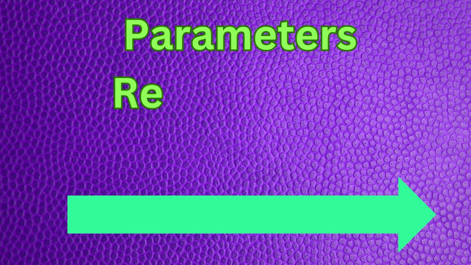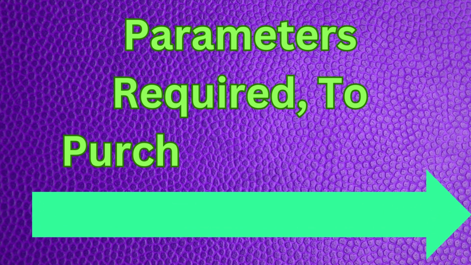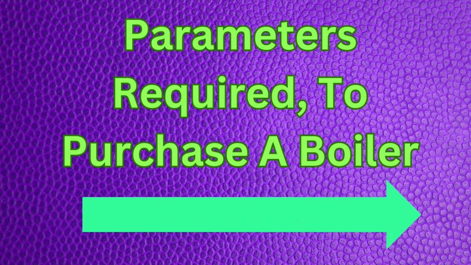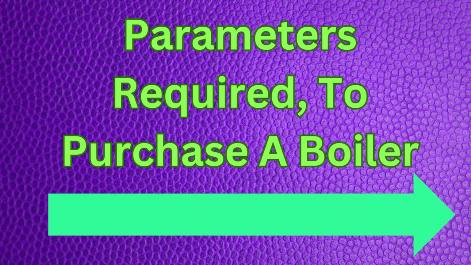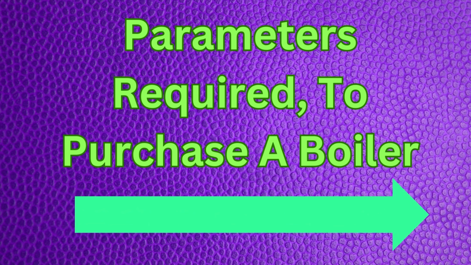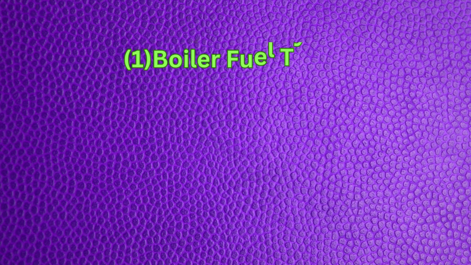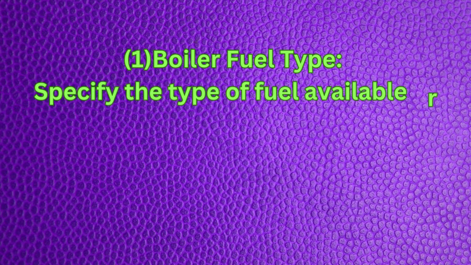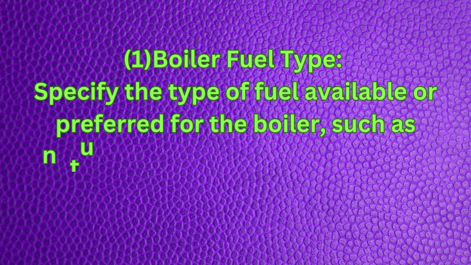Parameters required to purchase a boiler. 1. Boiler fuel type. Specify the type of fuel available or preferred for the boiler, such as natural gas, propane, oil, biomass, coal, or electricity.